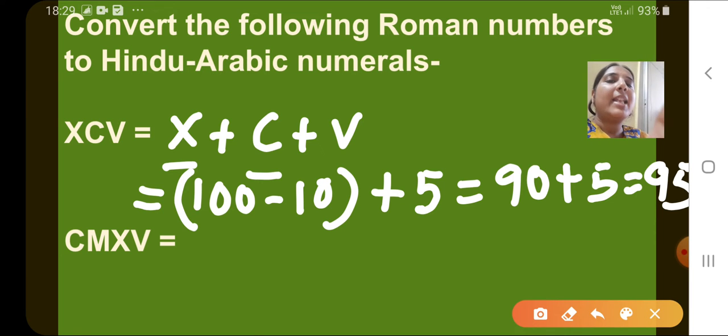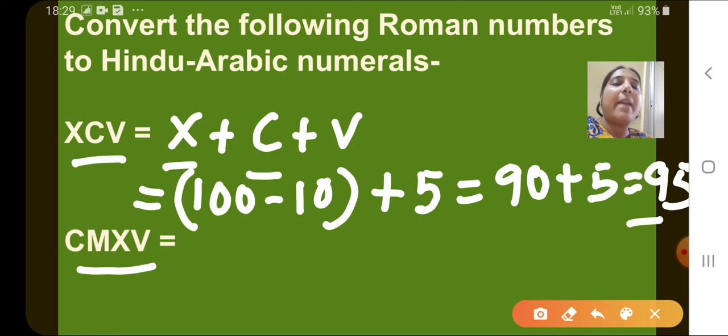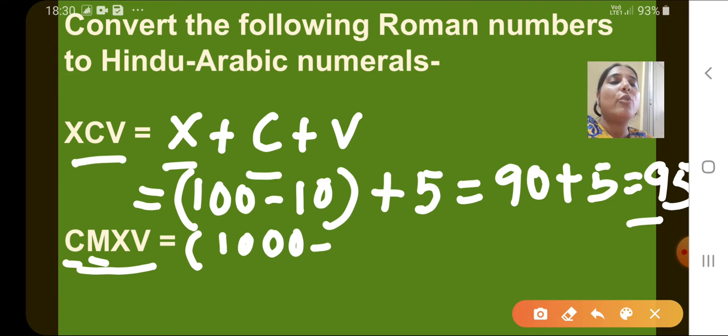So XCV stands for number 95. Okay. Now let's move to the next number, which is CMXV. So again you can see the C stands for 100 whereas M stands for 1000. So again you can see the smaller value is to the left of the greater value. It means what we will do? We will subtract the smaller value from the greater value, isn't it?